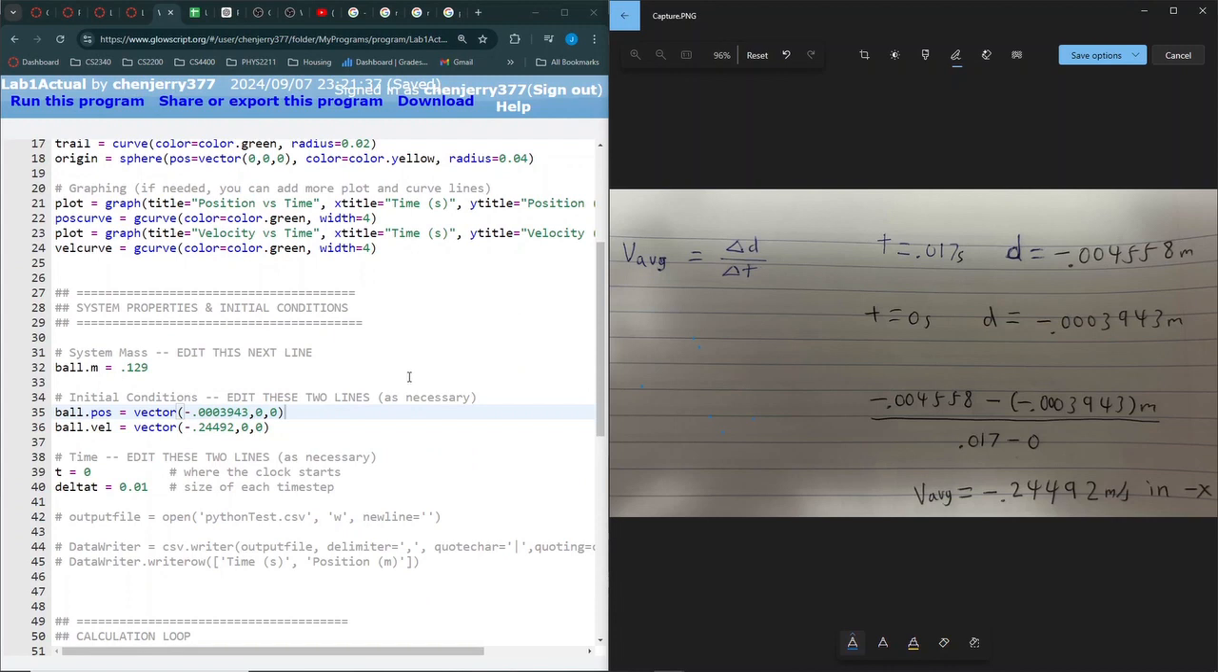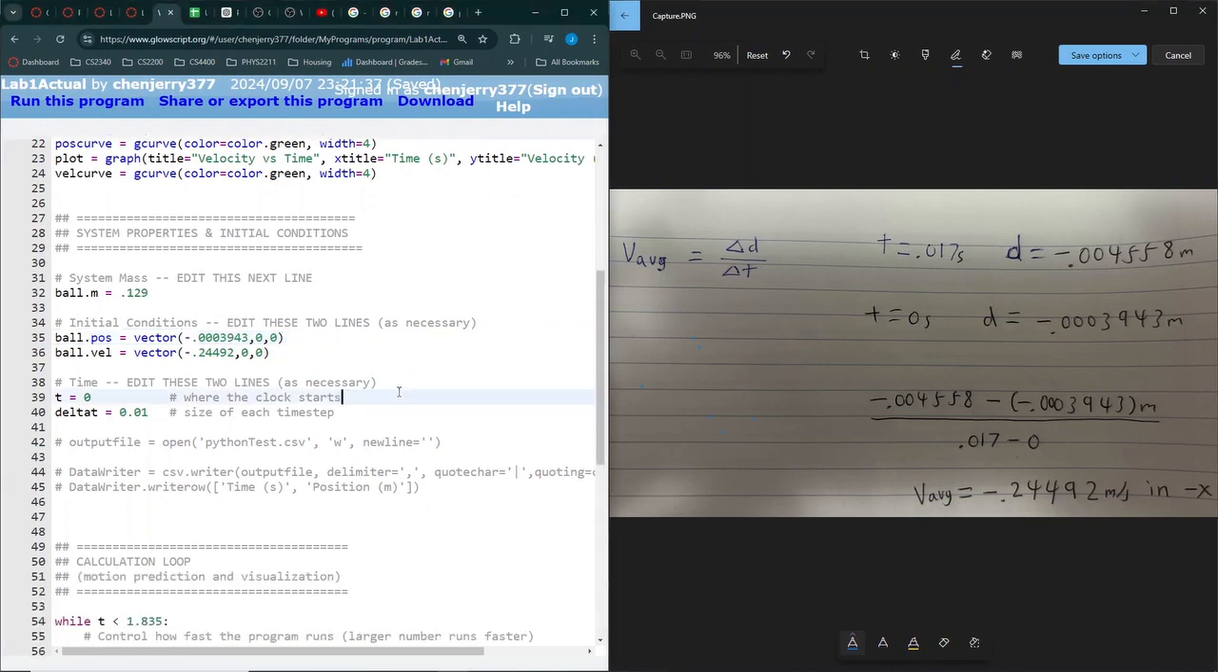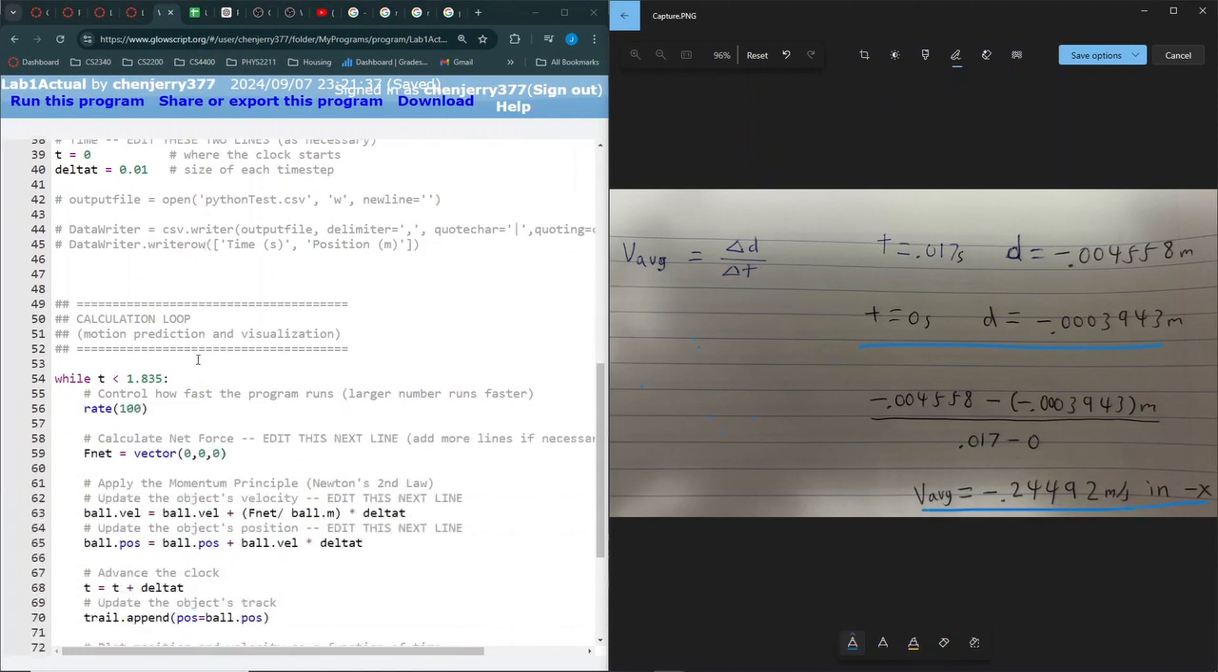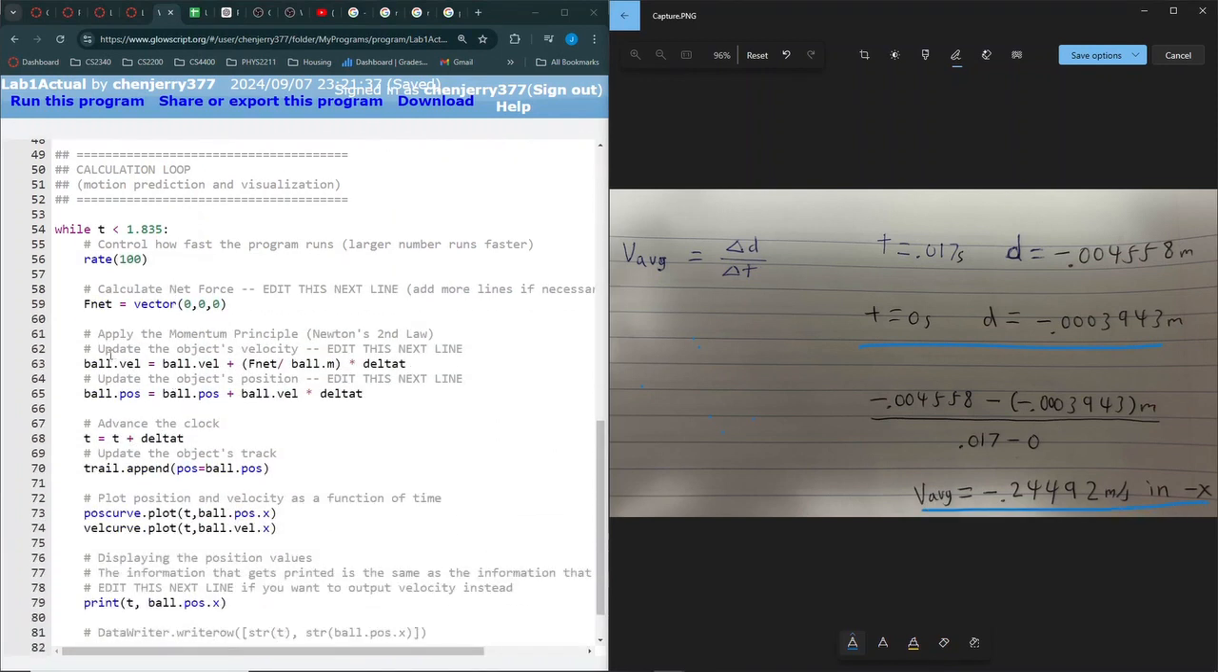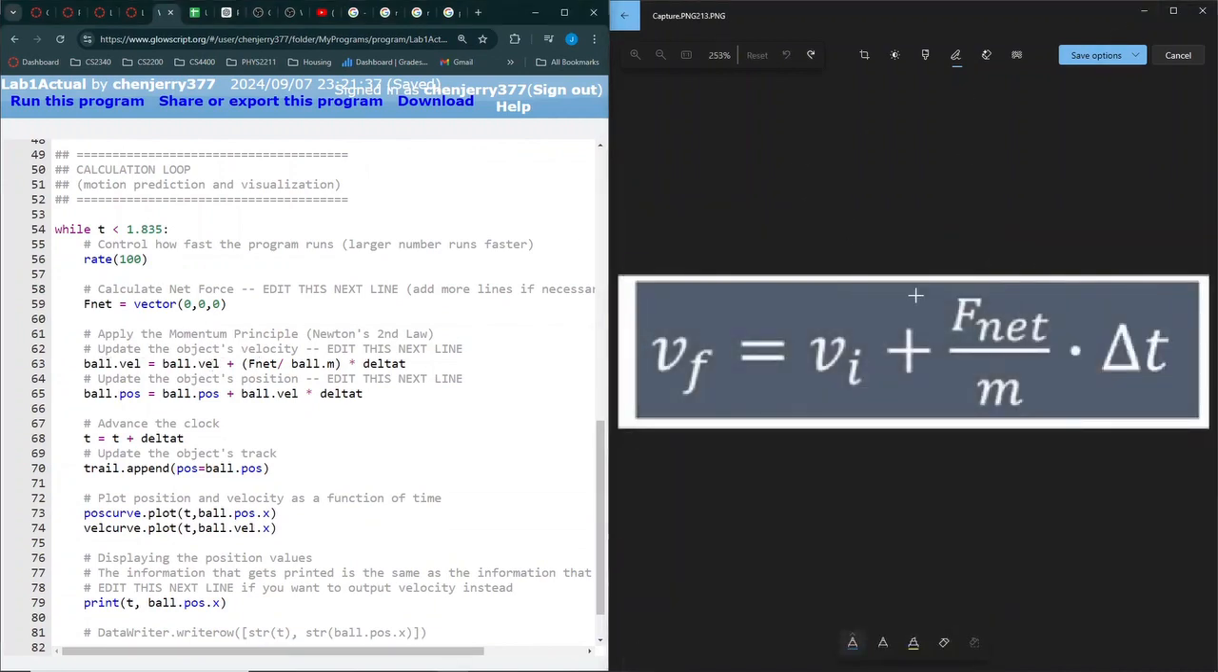In our computational program model for our experiment, a ball represents our wheel and has the same mass of 0.129, has the same starting initial position at t equals 0, and has the same velocity of the wheel we just calculated. Over the course of 1.835 seconds, the ball's velocity is updated using the velocity update formula because it includes the net force, the mass, and the delta t, which we know, and we know the net force is 0, so this would all cancel out, and we know we'd have a constant velocity.